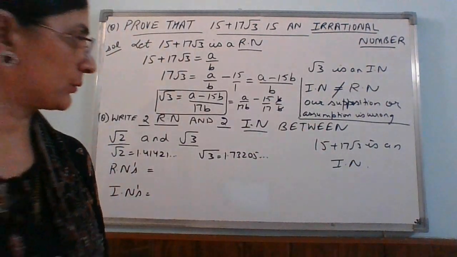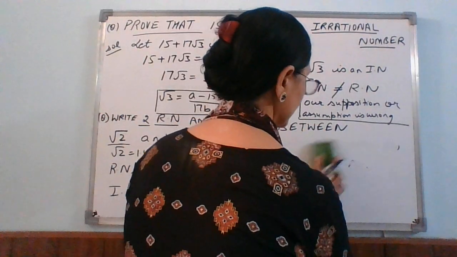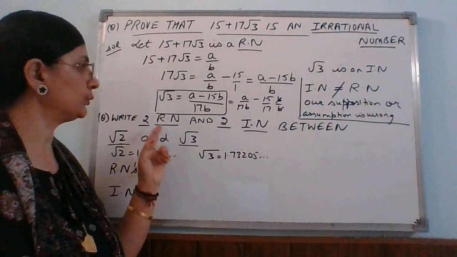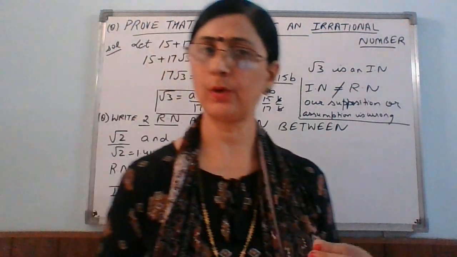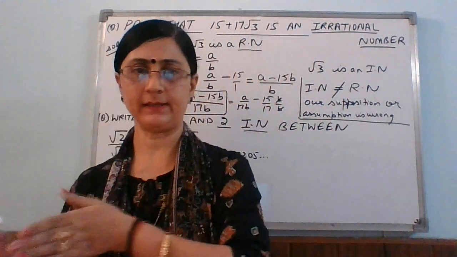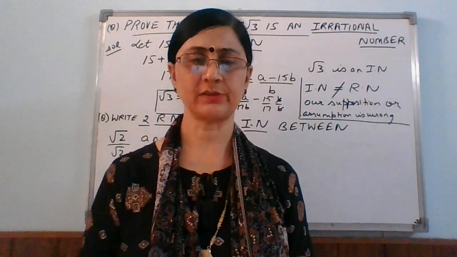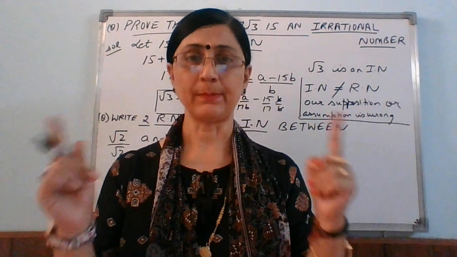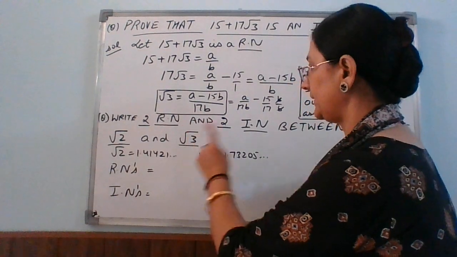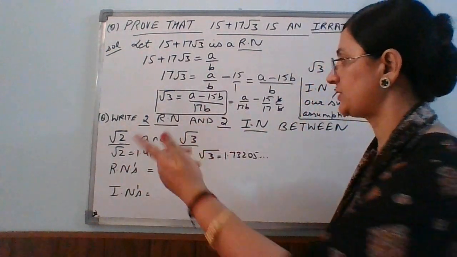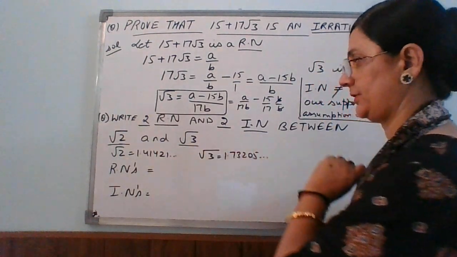Okay, now the next question. I'll write this here. Okay, now what is the next question? Now you have to write two rational numbers. Now you know what are rational numbers, what are irrational numbers. Suppose you are asked to write two rational numbers between two given numbers, right? Suppose these are the two given irrational numbers, root 2 and root 3. आपको इसके बीच में two rational numbers लिखने और two irrational numbers लिखने.